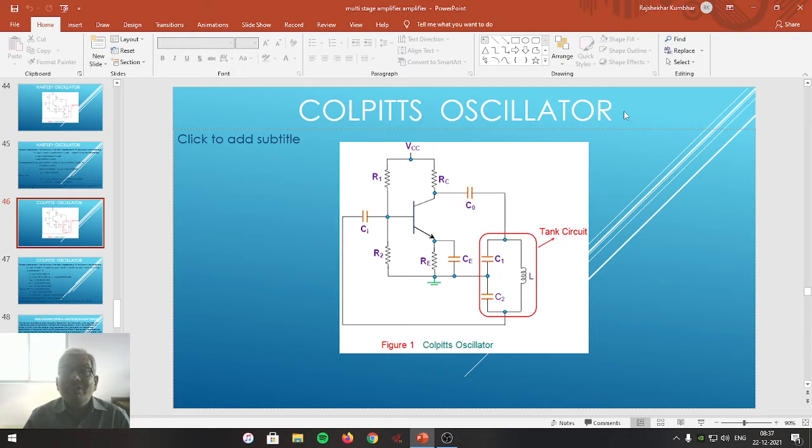Colpitts oscillator and Hartley oscillator are almost all the same, with the difference only in the tank circuit. Both use an inductance and capacitor in the tank circuit. So what is the difference? The difference is that in the Hartley oscillator, tapping is done for the inductor, but in the Colpitts oscillator, tapping is done at the center of the two capacitors.